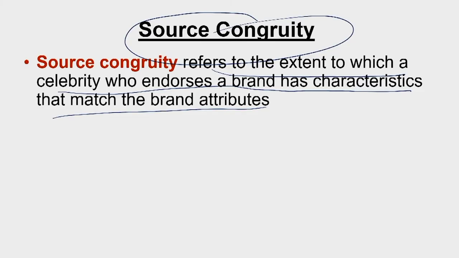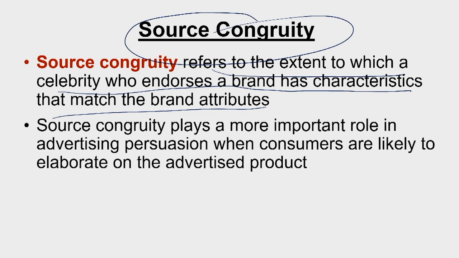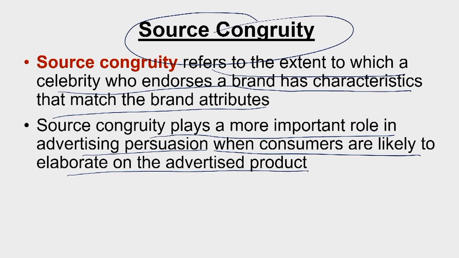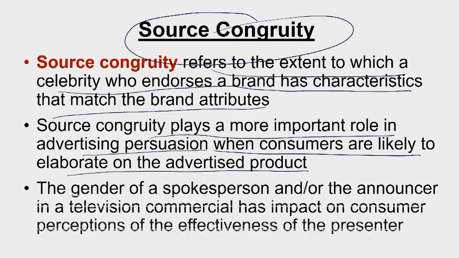The more congruent a source is to what is being advertised, the more positively he is taken, or the more positively people act on his message. Source congruity plays a major role in advertising persuasion when consumers are likely to elaborate on the advertised products. The more consumers believe that the person is close to the product being advertised, the more highly they react to the message, the higher the chances of a positive attitude being formed towards the brand, the higher the chances that a behavioral intention towards purchase is formed, and the higher the product purchase. So that is source congruity.